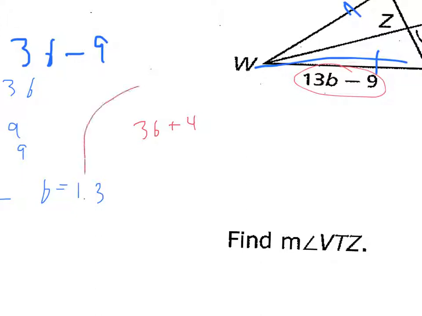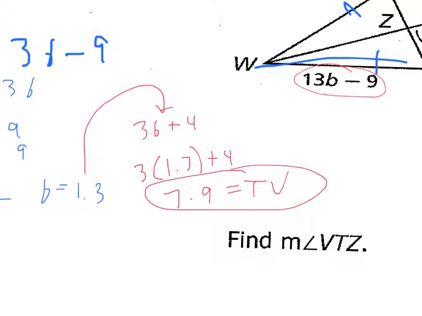So this is going to be substituted in. So we have 3 times 1.3 plus 4. And if we multiply that together and add 4, you would end up getting 7.9 for TV or any of the segments in that particular rhombus.